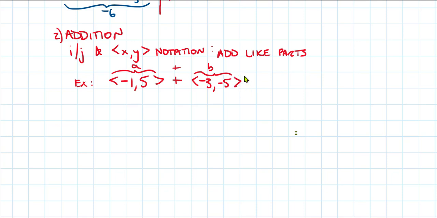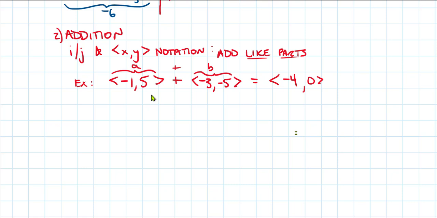How about that? Well, all we do is we add the like parts, meaning we add the horizontal or x parts of each of these to each other. So we end up with -4 for the addition of those two. And we add the y parts, the vertical parts, so the 5 and the -5, that would be 0. So when we add these two vectors, A and B, we get a resulting vector of -4, 0. The resulting vector will go -4 to the left and nothing up or down.